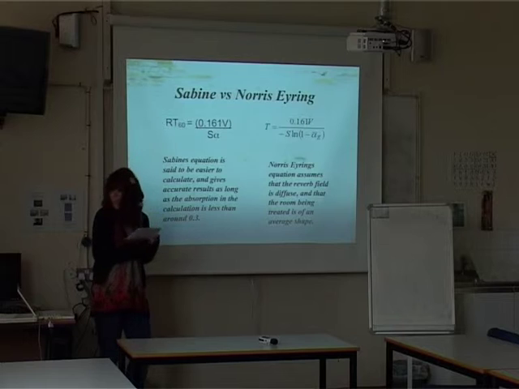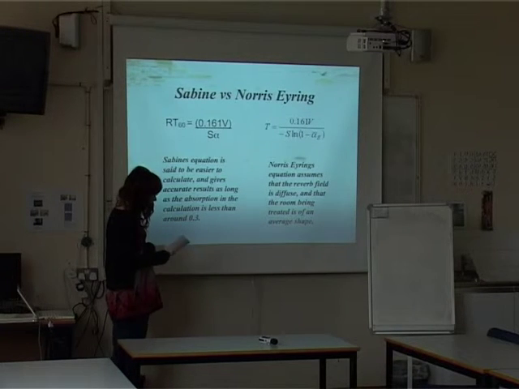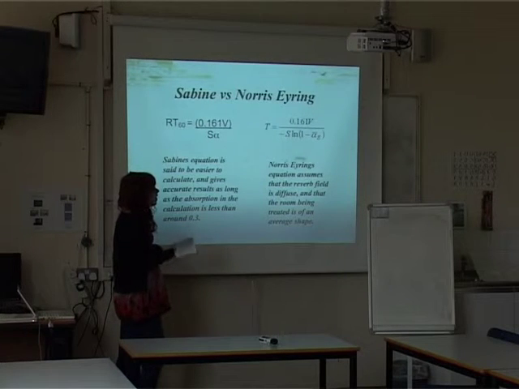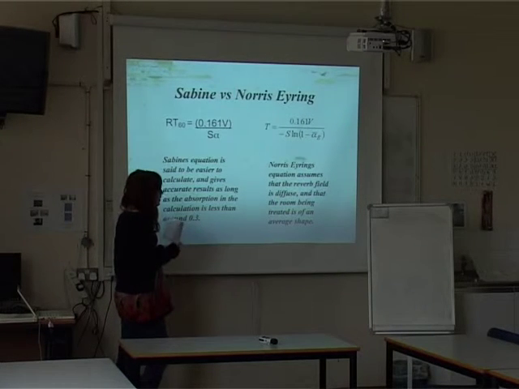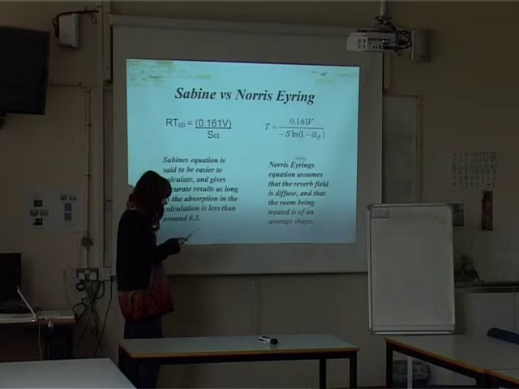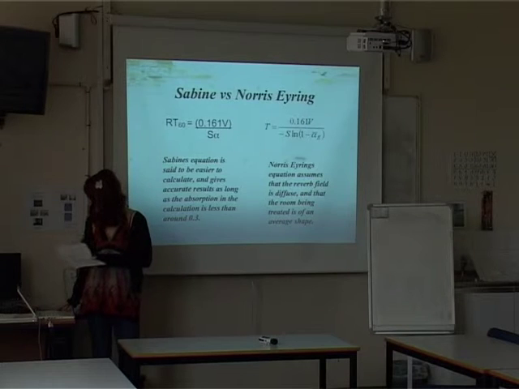Compared to each other, Sabine's equation is said to be easier and gives accurate results as long as the absorption in the calculation is less than around 0.3, whereas Norris Eyring's equation assumes that the reverb field is diffuse and that the room being treated is of an average shape. Yeah, it's supposed to be more accurate as well.